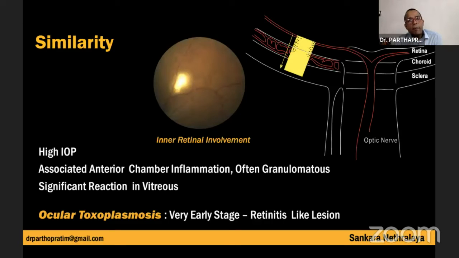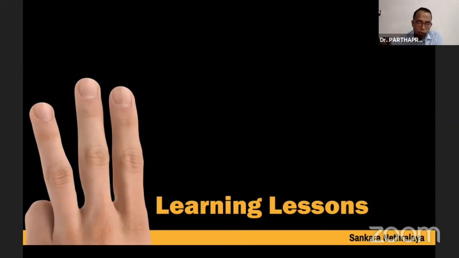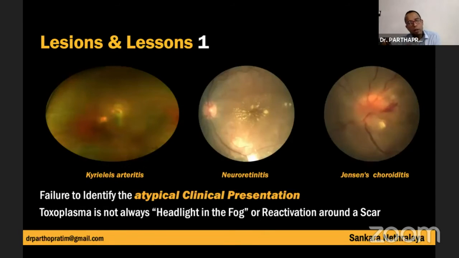Another important reason for confusion is that ocular toxoplasmosis in a very early stage can have retinitis-like lesions. As you can see here, the toxocyst actually ruptures from the retinal surface, and gradually they go externally towards the choroid. So first there is a retinitis, then it involves the choroid. At a very early stage, there can be inner retinal involvement and it can present like this. So I'll just try to conclude with 3 learning lessons to differentiate between toxo and viral.